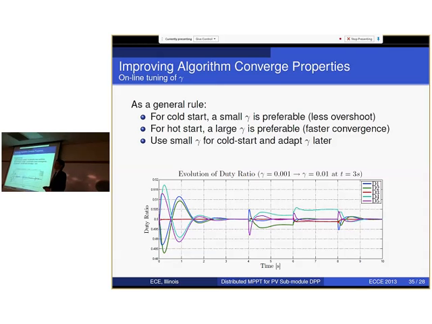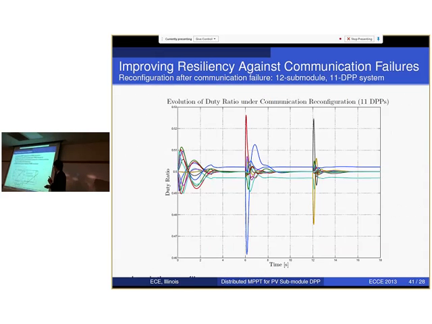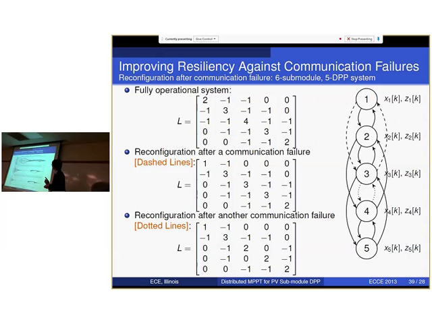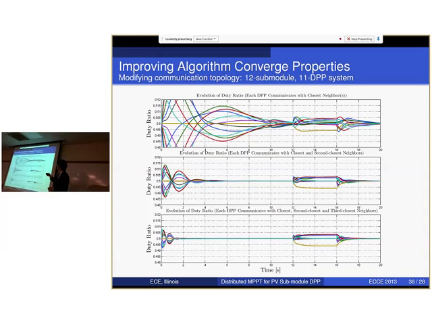So when you increase the number of PV submodules, how does the number of iterations to converge increase? Oh, yeah, that's a very good question. I have a backup slide for that. Here is a simulation of a system of 6 submodules and 5 DPP converters, and this is how it converges. But when we increase the number to 12 submodules and 11 DPP converters, you can see it actually converges slower.